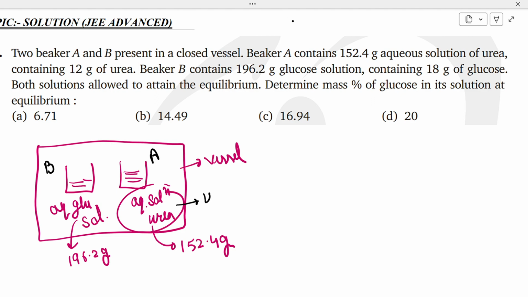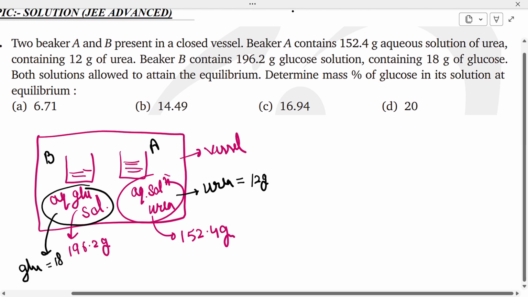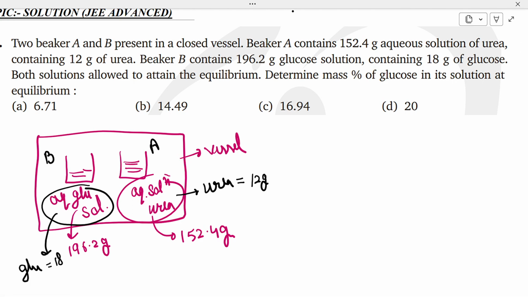So mass of urea is 12 gram, and mass of glucose in the glucose solution is 18 gram. Now we have to find out the mass percentage of glucose in its solution at equilibrium.